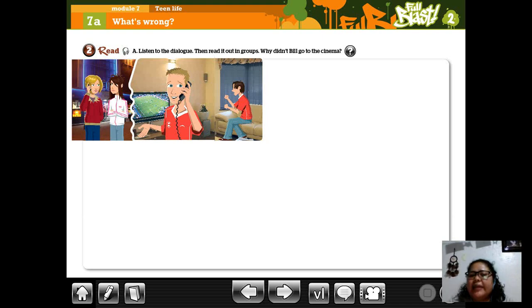Okay. We're going to move on to the next exercise. We have a reading. And as you can see on the picture, what do you think is going on in the picture? We have 2 pictures. The first one, we have the 2 girls right here. And on the other, we have the boys. But what are the boys doing? They're watching a football game? Yes. And one of them is on the phone.